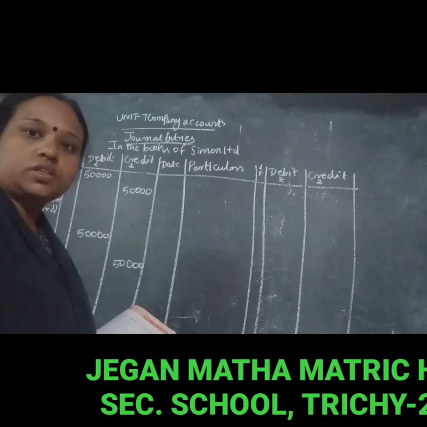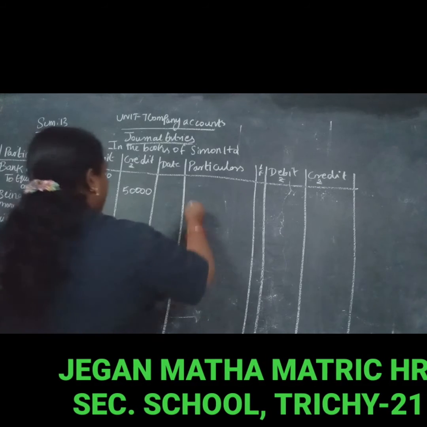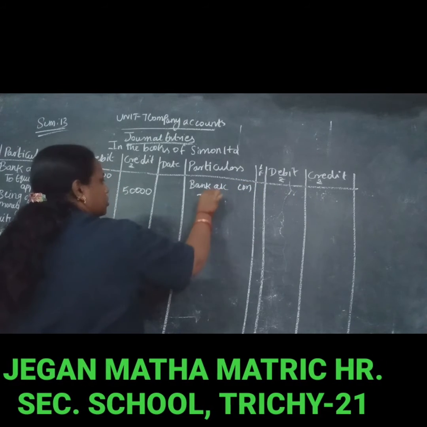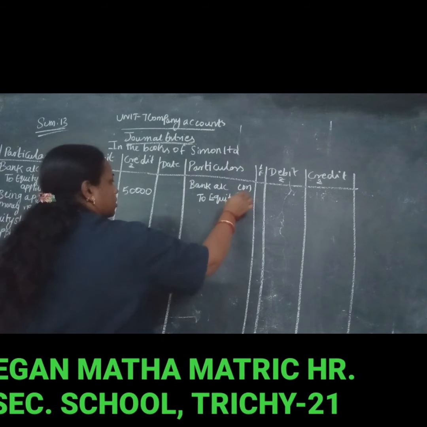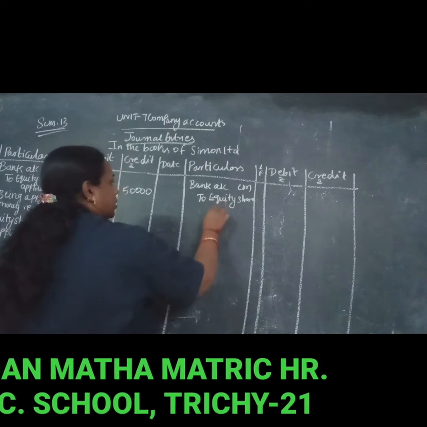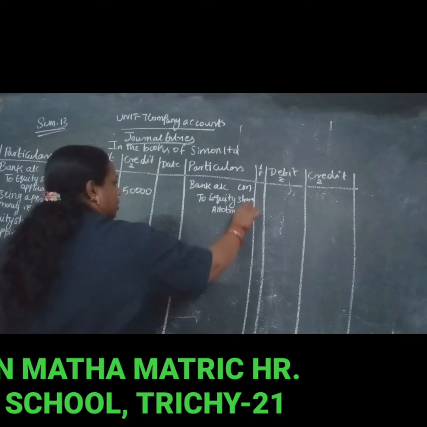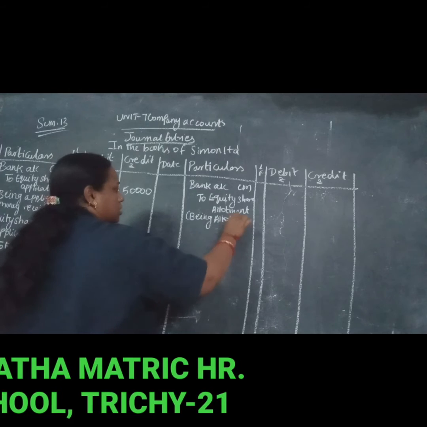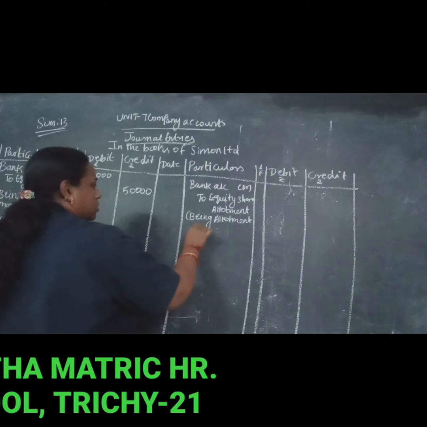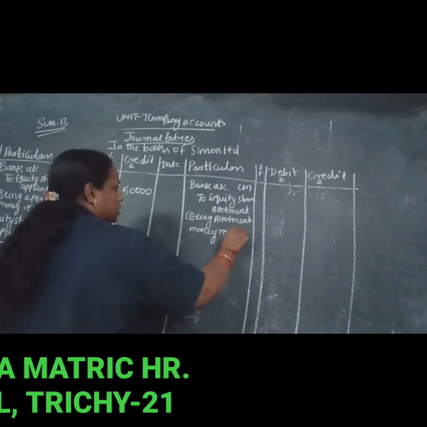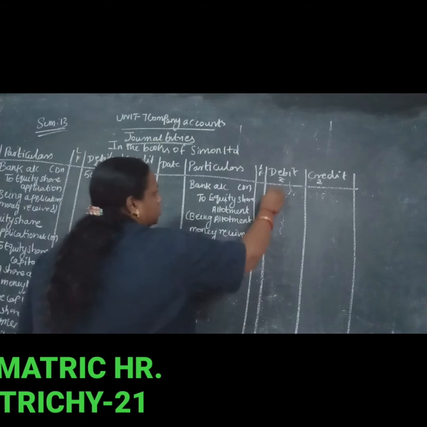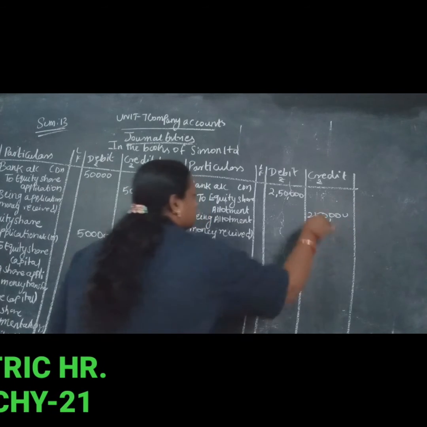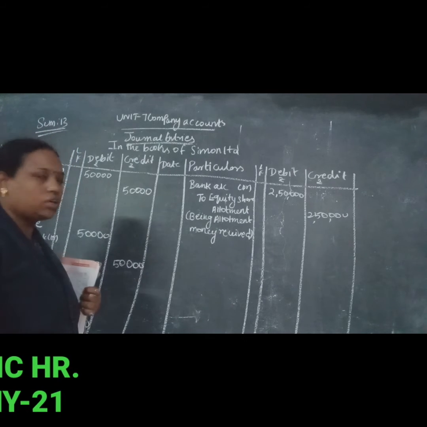Okay, so next entry: bank account debit to equity share allotment account, being allotment money received, 2,50,000. So for application 2 entries finished, then allotment also 2 entries finished.